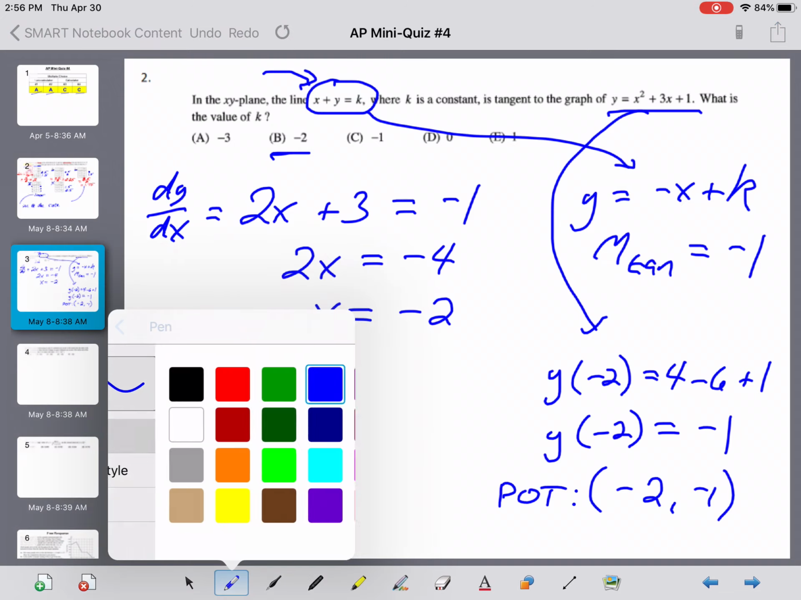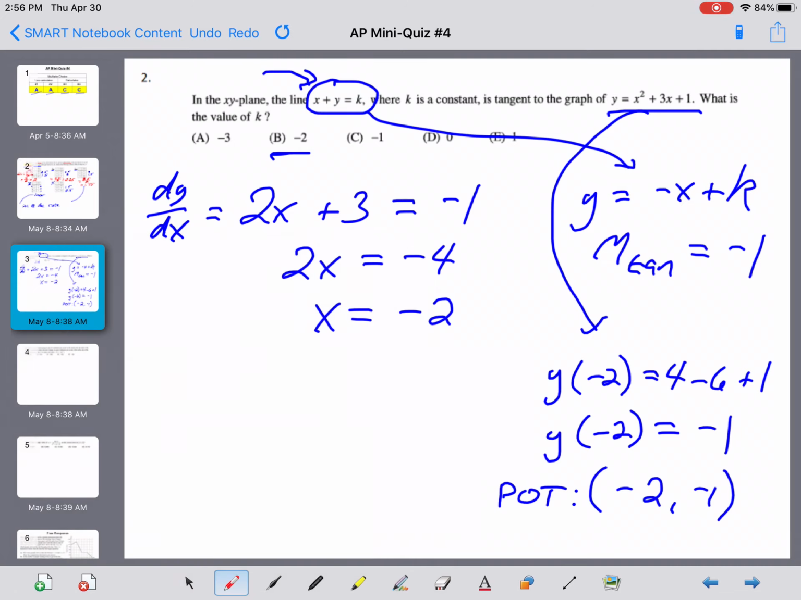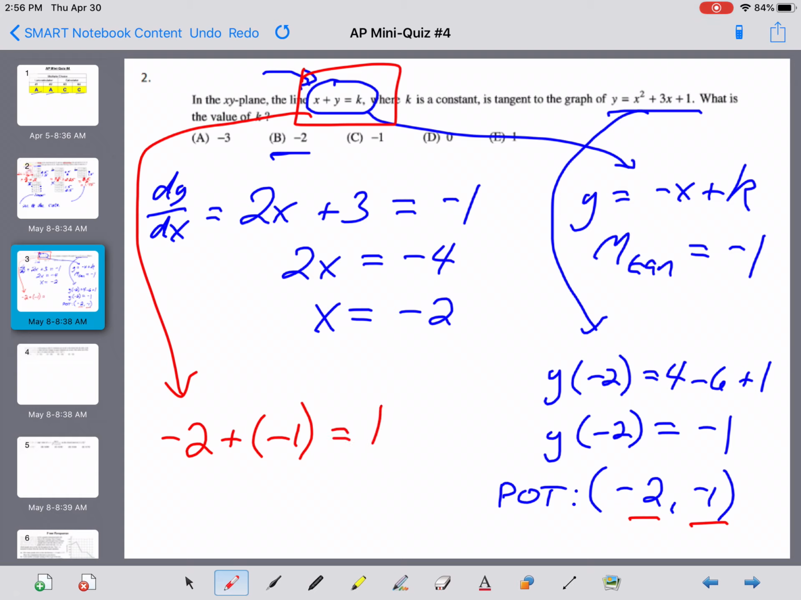And now, probably should have switched colors a while ago, let's go back to the equation of our tangent line right over here, and now that we know the values of x and y, x is negative 2 plus a y value of negative 1, that should get us the value of k here. K looks like it's going to be negative 3, and our answer here for number 2 is A.